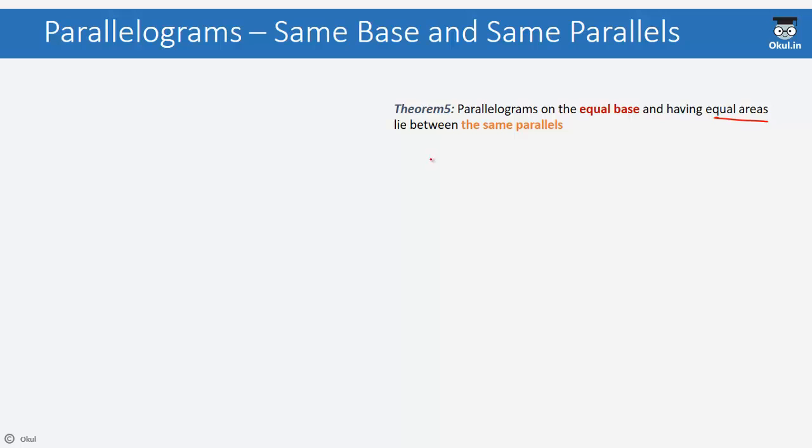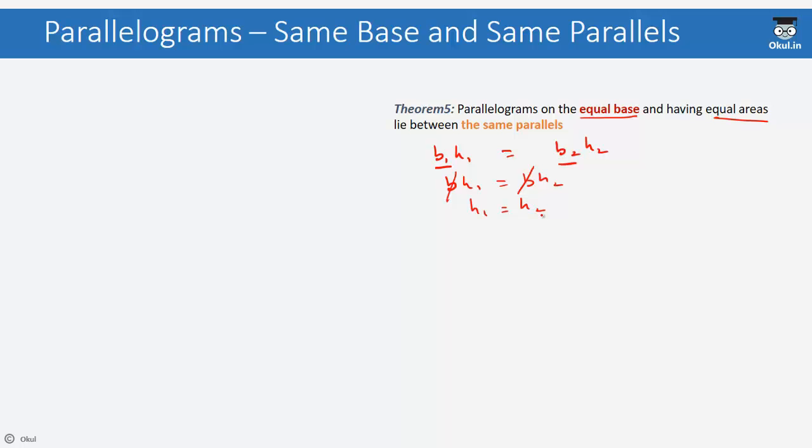We know that area of a parallelogram is base into height, and here the areas of the parallelograms are equal. Let the base and height of parallelogram 1 be b1 and h1, and of parallelogram 2, b2 and h2. It is also given that the bases are equal. Therefore, b1 is equal to b2. It is also given that the areas are equal. Therefore, b1h1 is equal to b2h2. Let's write b1 and b2 as b. So b and b will cancel out and we'll get h1 is equal to h2.